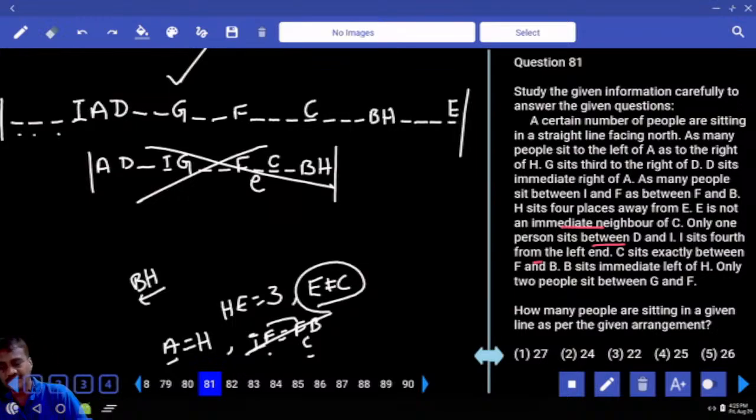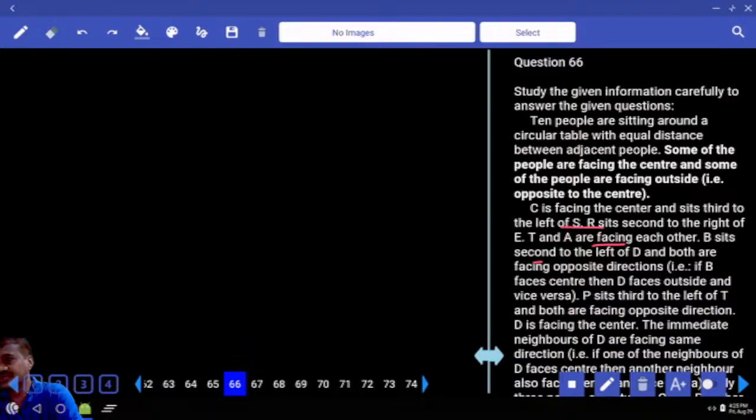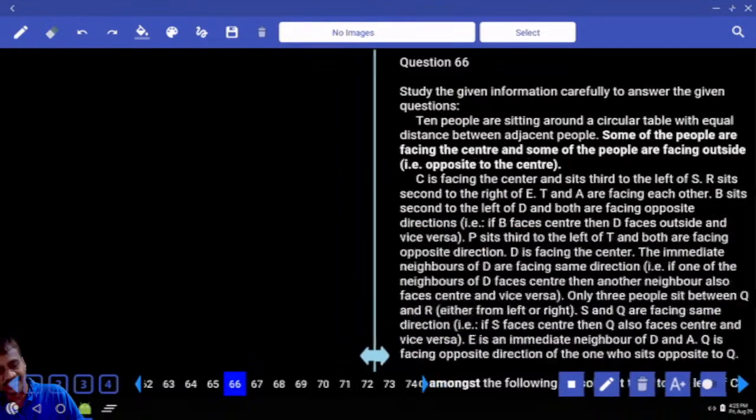And next, finally 66 to 70. Now in the 66 to 70, what is given here? Circular arrangement. How many persons are there? 10 persons seated around a circular table.